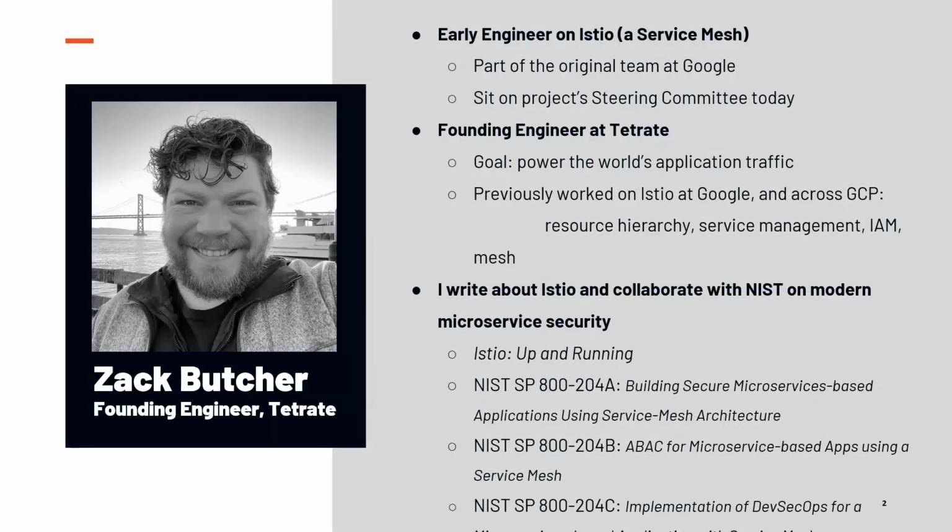So a little bit about me. I was one of the original engineers on the Istio project, which is the service mesh at Google. I've been running a company around this for about 4 years now, and I work actively with the National Institute of Standards and Technology to develop security standards for the US government. In particular, I co-author the SP 800-204 series, which governs microservice security for the US government.